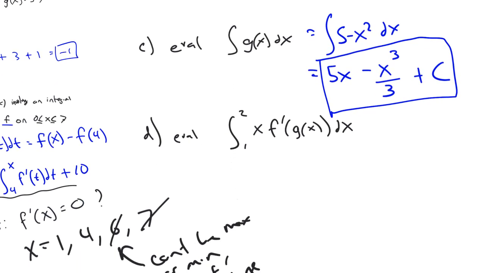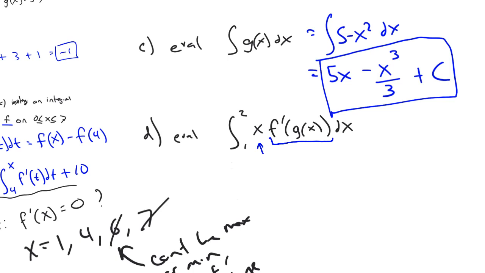And D, evaluate this integral from 1 to 2 of x times f prime of g of x dx. Whoa. Anytime I see something like this, my first thought is use substitution. You've got a function that's a derivative, and there's something on the outside of it. I'm thinking use substitution right away. So let's see what that would look like.